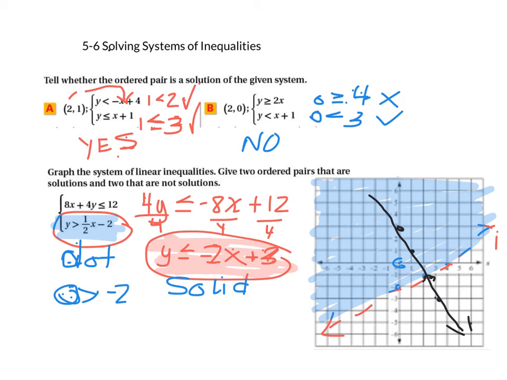So lots to think about in these problems. And now I'm going to test a point. So I can go ahead and test (0, 0) again. So 0 is less than or equal to negative 2 times 0, which is 0, plus 3 is 3. 0 is less than or equal to 3. That's true. So I'm going to shade on the left side of that line.